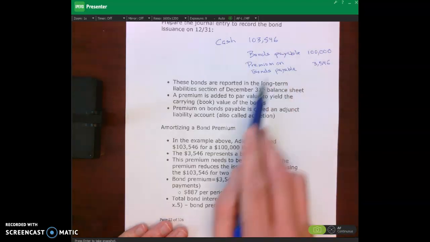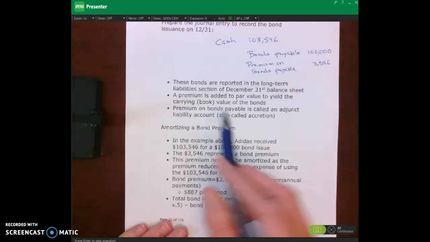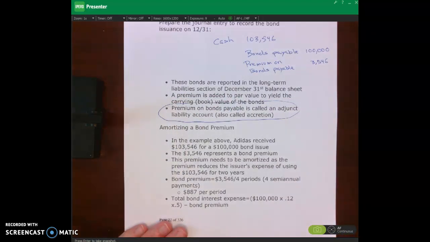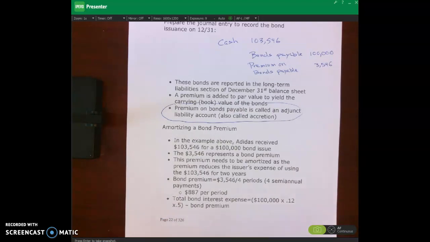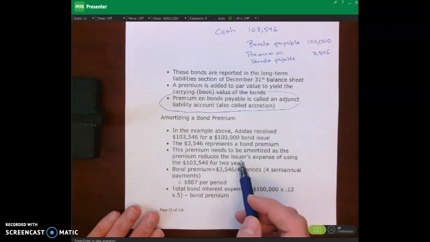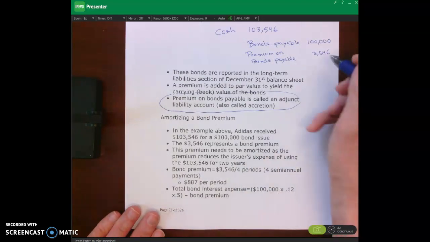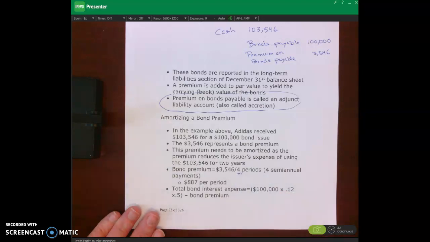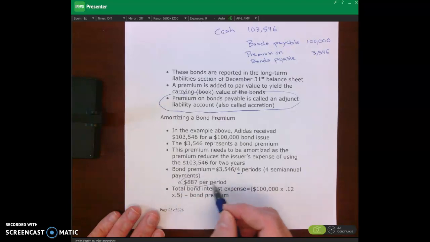And by the way, let me come back over here before I get ahead of myself. That premium is called an adjunct liability account, also called an accretion account. Okay, and it has a normal balance of a credit. So what we're going to do, similar to what we did with that discount, is take the total amount of the premium divided by the total number of payments we have to pay our bondholders. So how did I get 4? It's a 2-year bond, semi-annual, 4 total payments. We get the same amount, $887.